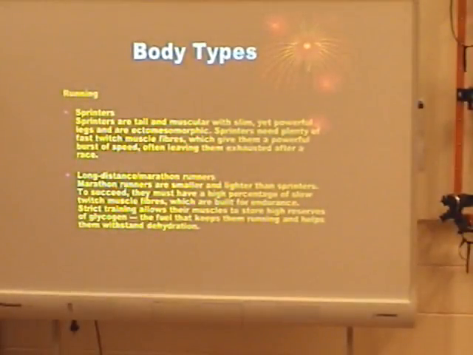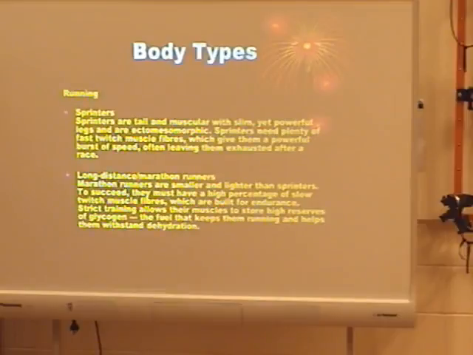So going into running, sprinters are tall and muscular with slim yet powerful legs. They are ectomesomorphic. So ecto, that they're tall, and mesomorphic because they have the muscular structure. And they need a bunch of fast twitch muscle fiber, so they get a very powerful burst of speed, but then when they finish the race, they're exhausted because they don't dissipate that energy very well.